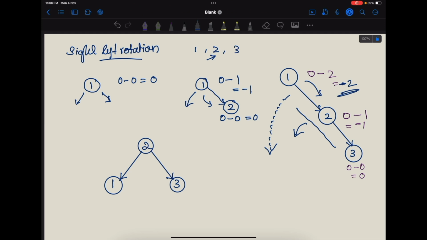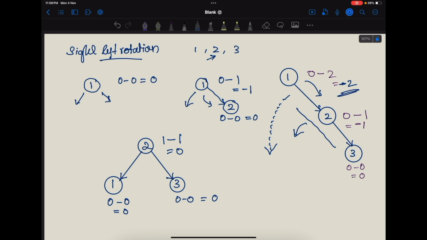So 3, there is no left, there is no right, is equal to 0. And 1, there is no left and there is no right, is equal to 0. And 2, only one level is in the left hand side and only one level in the right hand side. So 1 minus 1 equal to 0. So this is the way we have to check the balance factor. If the tree is imbalanced, you have to do the rotation.